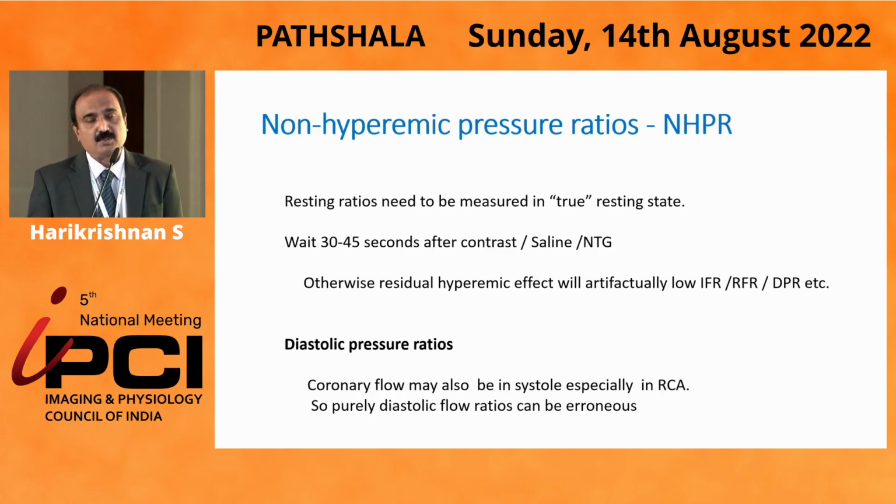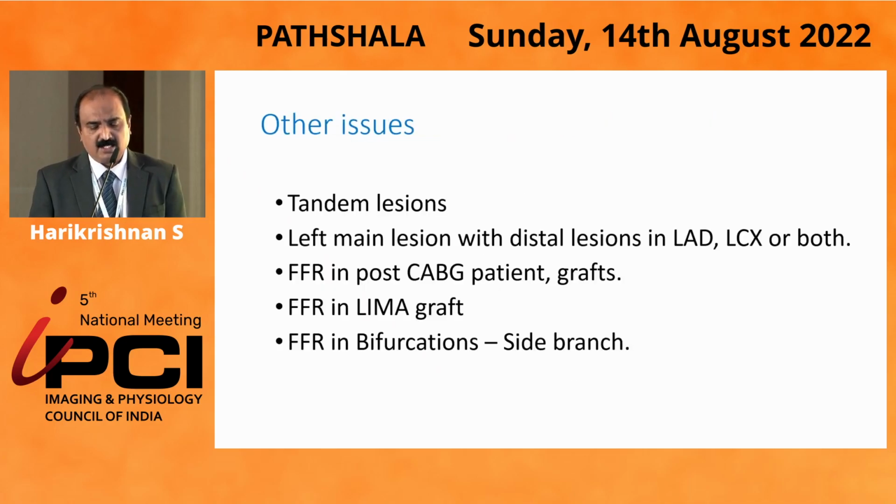And we also should know that with diastolic pressure ratios, coronary flow may also happen in systole, especially in the RCA. So purely diastolic flow ratios can be erroneous. That is another big topic which we will discuss. Other issues like tandem lesions, left main lesions with LAD, circumflex, all those, because of the lack of time, I will not be discussing.